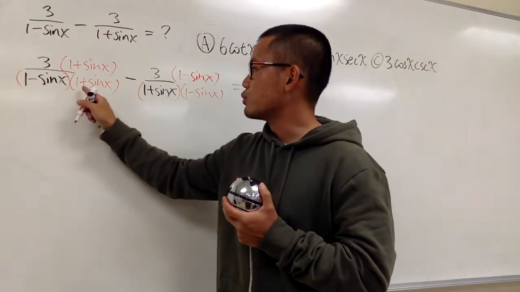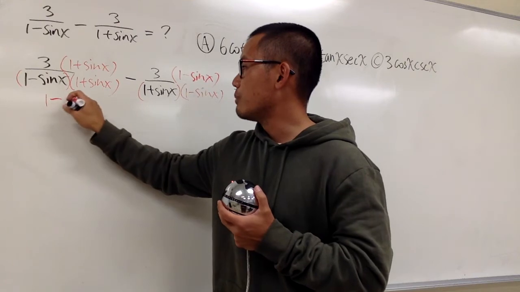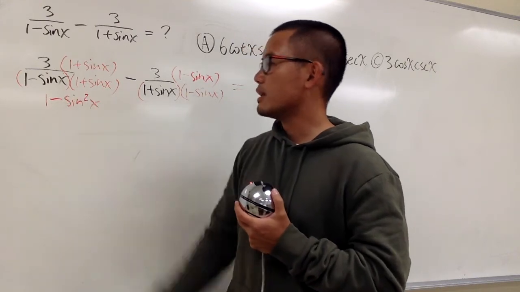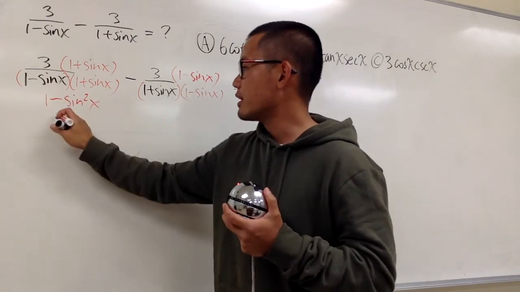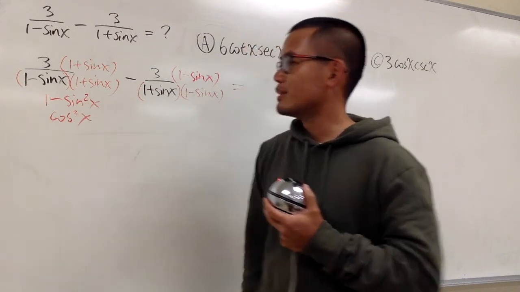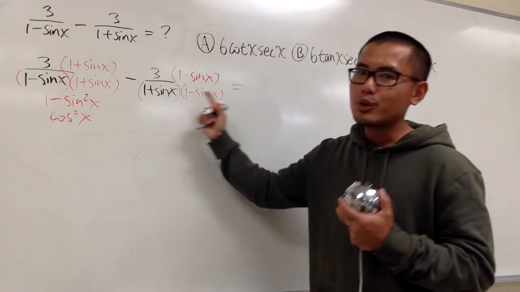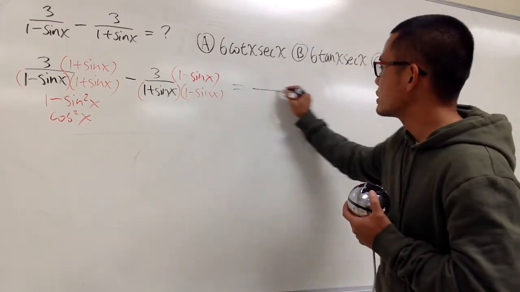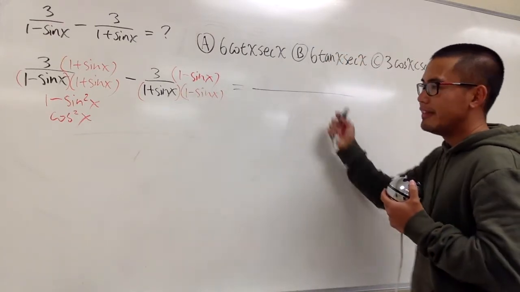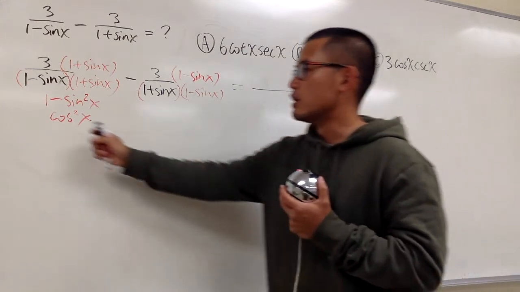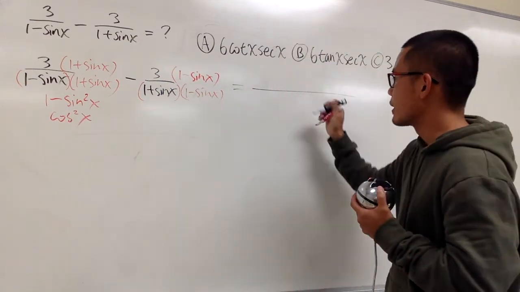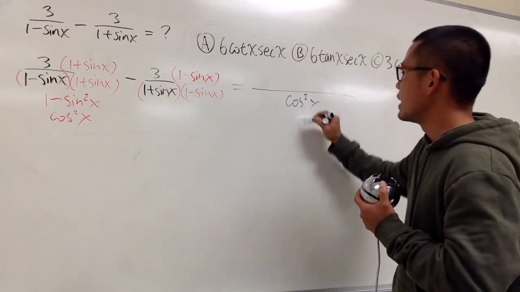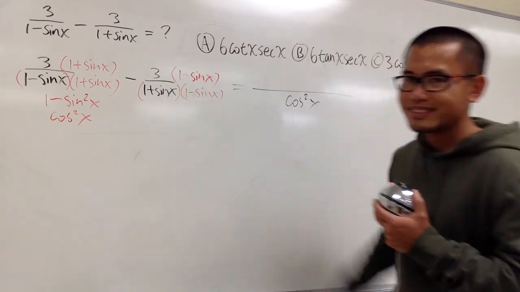And this right here, you can multiply out real quick. 1 minus sin x times 1 plus sin x, you know this is going to be 1 minus sine square x. And if you like, you can go ahead and put this down as cosine square x. Right here, you will get the same thing, which is cosine square x as well. So let me just go ahead and put down a big fraction bar, and then for the bottom, let me just put down cosine square x right here, okay? The denominator stays the same.